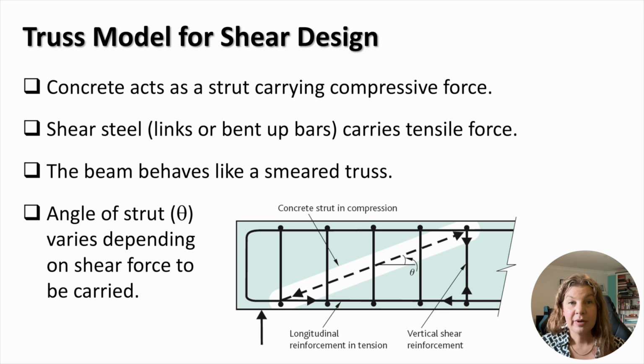We can now summarize the discussion of the variable strut inclination method, which assumes that the beam behaves like a smeared truss. In this model, concrete acts as struts carrying compressive forces, while shear reinforcement acts as ties carrying tensile forces. The inclination angle of the struts varies depending on the shear force to be carried.